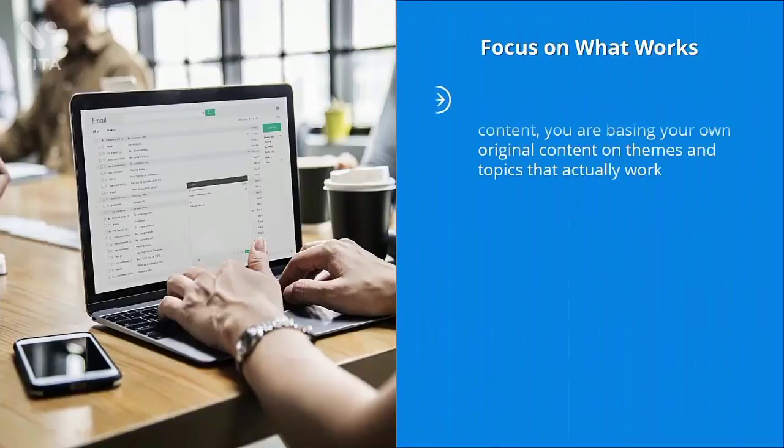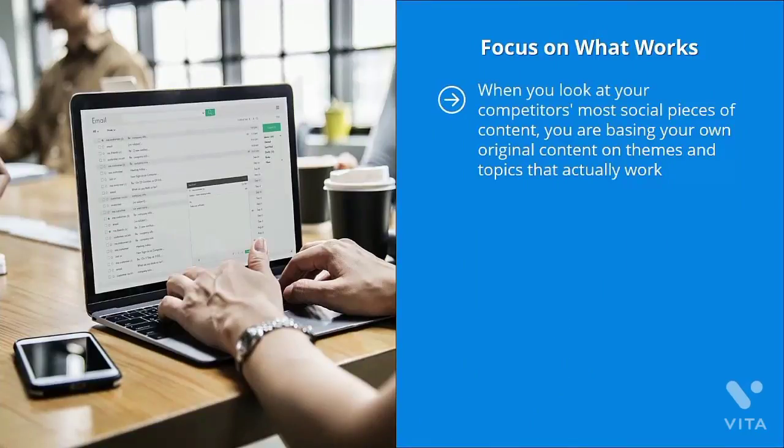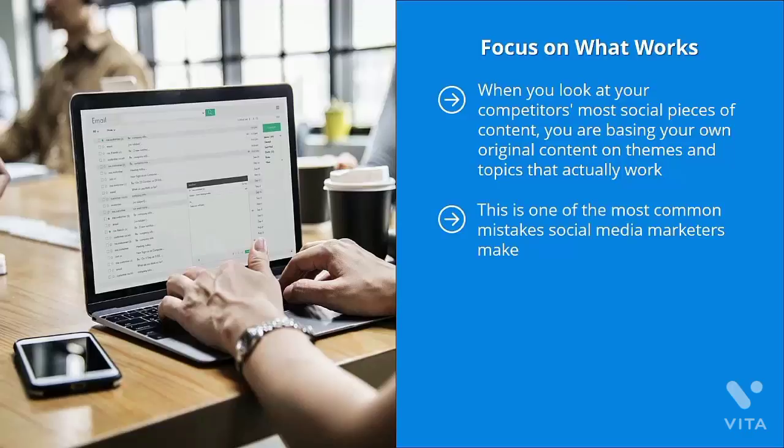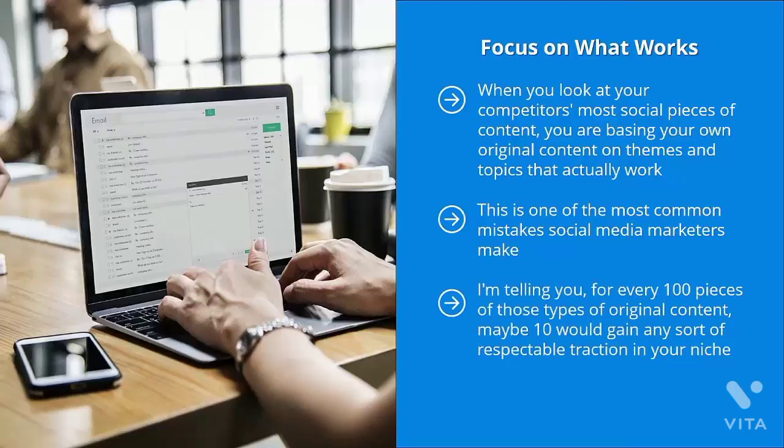Focus on what works. When you look at your competitors' most social pieces of content, you are basing your own original content on themes and topics that actually work. They have traction with your target audience members. You're not wasting money or time taking wild guesses. This is one of the most common mistakes social media marketers make. They think that they have the best ideas regarding hot content in their niche, so they come up with all sorts of content that they think is just plain awesome, only to fall flat on their faces. I'm telling you, for every 100 pieces of those types of original content, maybe 10 would gain any sort of respectable traction in your niche.